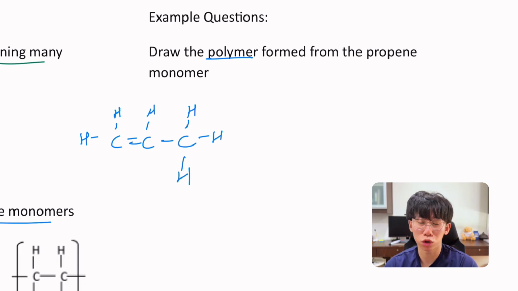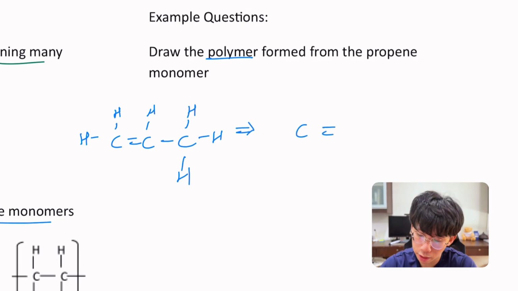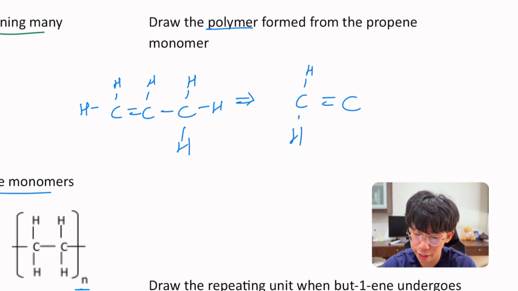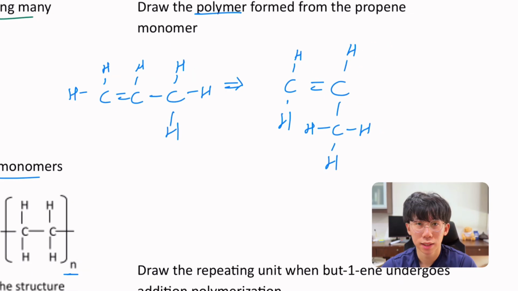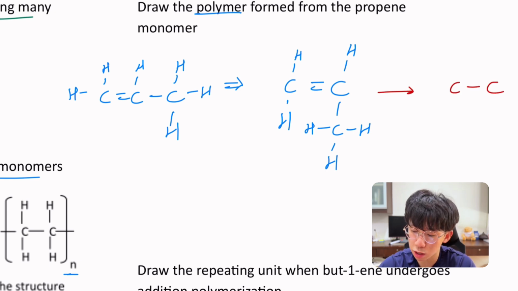Remember, step 1 is to put the C double bond C in the same line and everything else on top or below. So I want you to transform this. This is still the same propene molecule, but we just have C double bond C in one line. The H and the H are top and below, and this is H and the CH3 group. Next, to draw the polymer, you have to draw one repeating unit first. So this would turn into a C single bond C. Everything else remains the same.